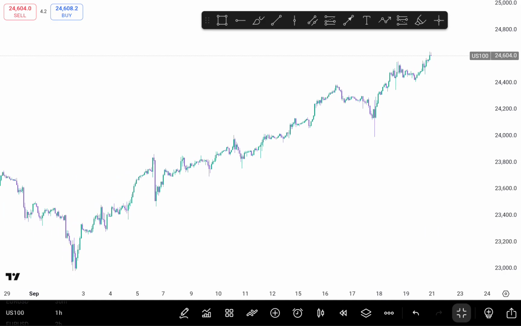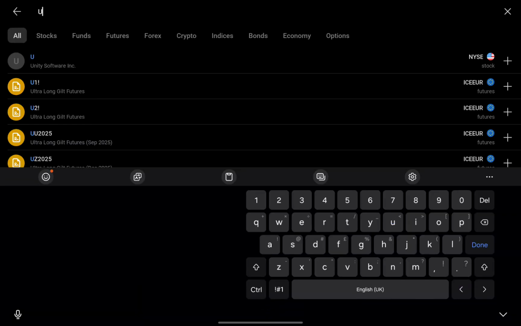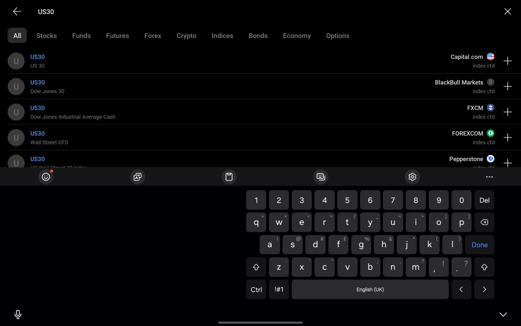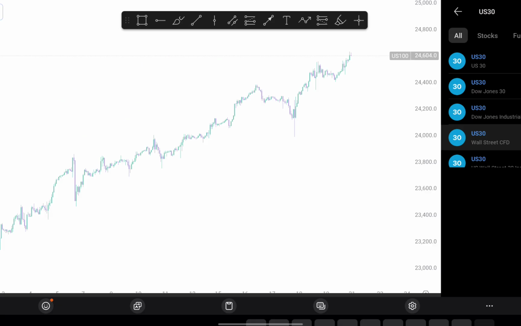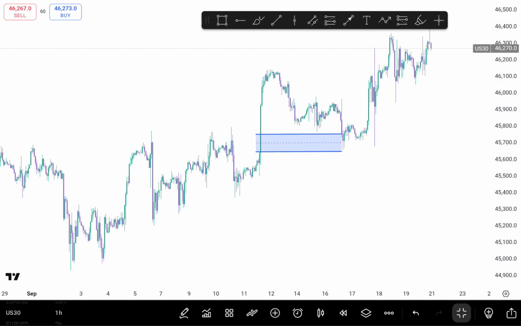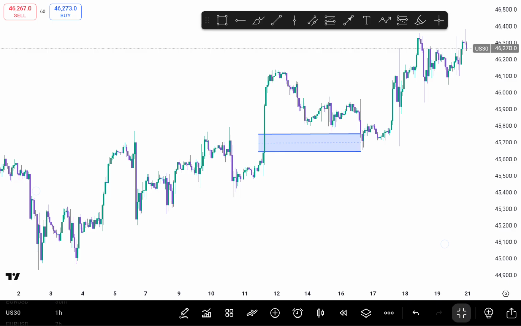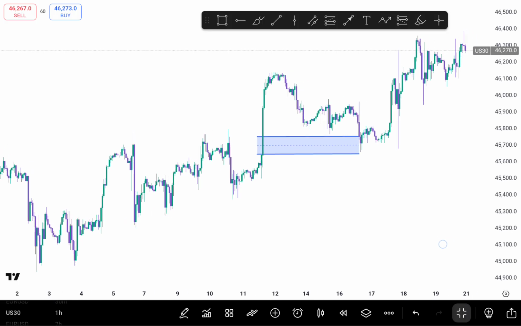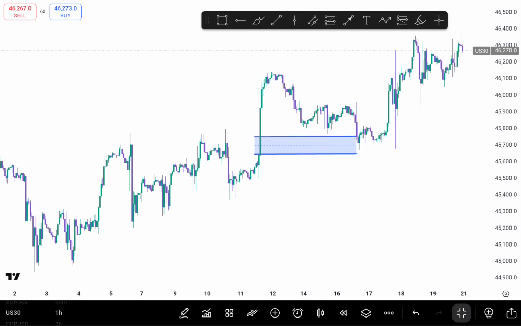So moving on, we also looked at US 30. You could see price respected our zone on the US 30, and those that took this trade made some good profit on it. So moving on, we also looked at EUR/JPY.